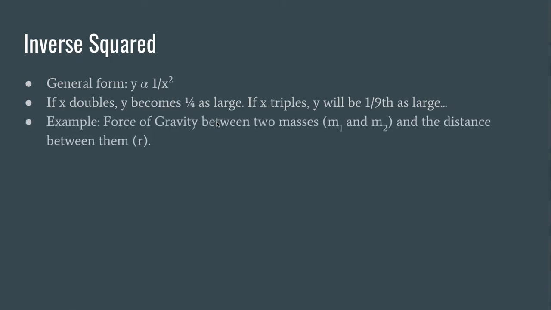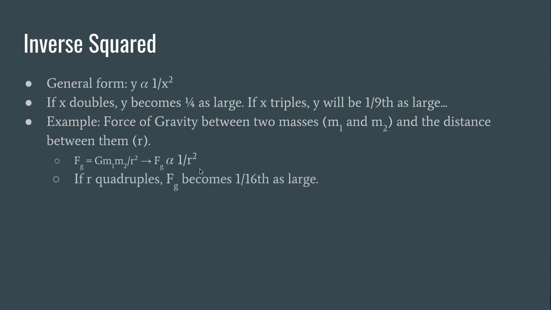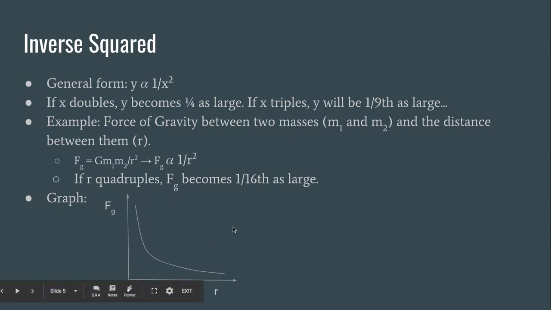And that works for gravity. As the two masses get farther apart, the force gets weaker and weaker. So here's the equation. Fg is G m1 m2 divided by r squared. If I ignore all the other parts, except for the distance, the r, I get Fg is proportional to 1/r squared. So if r quadruples, Fg becomes 1/16 as large, because I put a 4 in here for the r, and I get 1/16. And a graph of that looks like this.